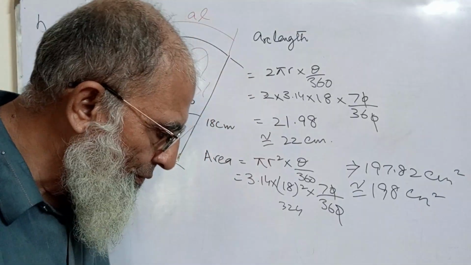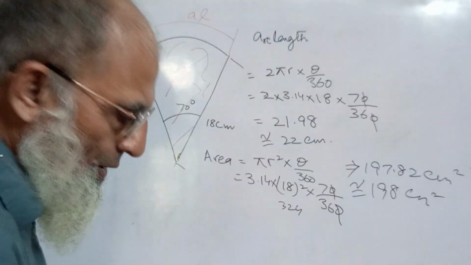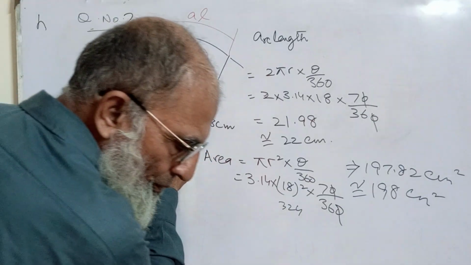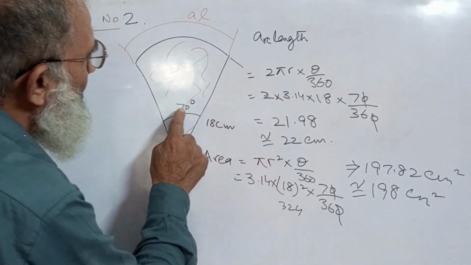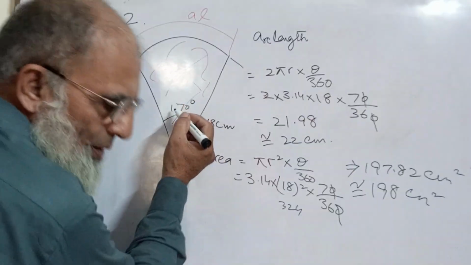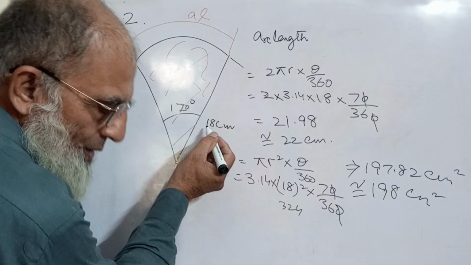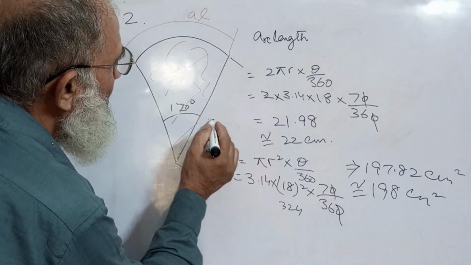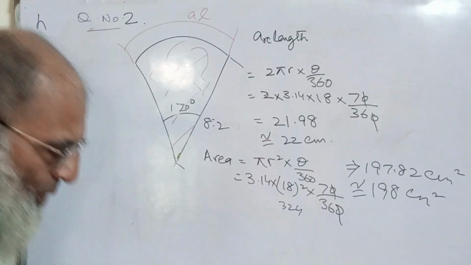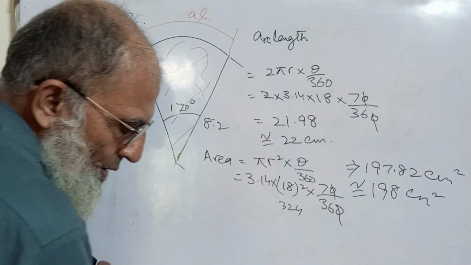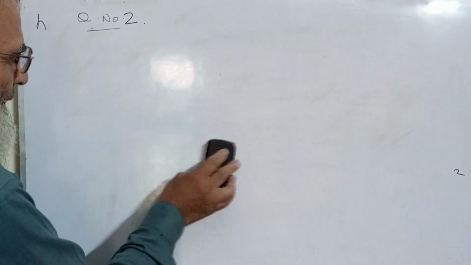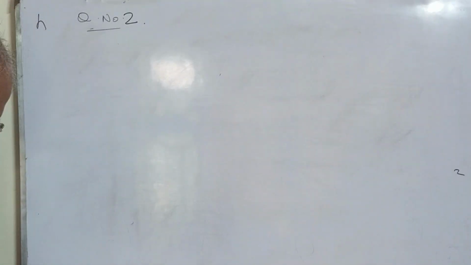Now, next question. The next question is all the same, with the change of this angle. Instead of this angle 70, we'll do it with 120 degree, and this dimension is 8.2. Rest of the things are same. So skipping this question, part B, we'll be proceeding to part C, because part C is a little different from the other.